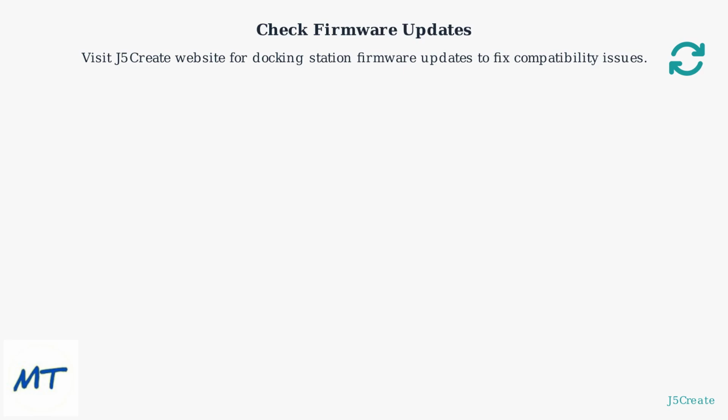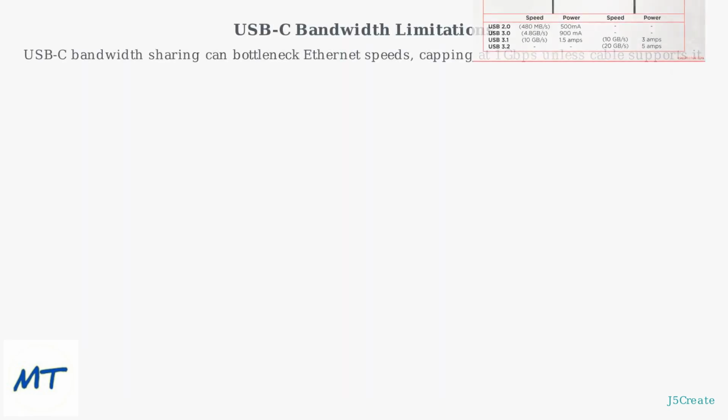Consider USB-C bandwidth limitations. Sharing bandwidth across multiple devices can bottleneck Ethernet speeds, often capping at 1 gigabit per second. This is a fundamental limitation of USB-C hubs and explains why some connections are slower than expected.